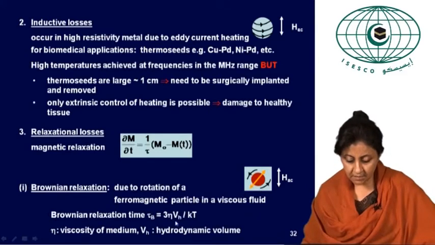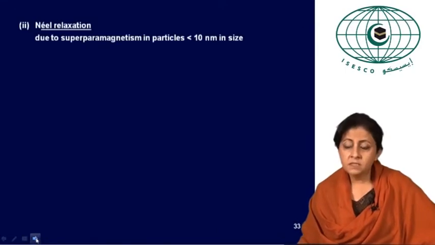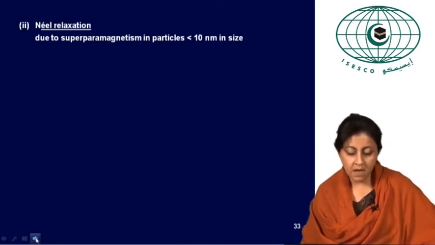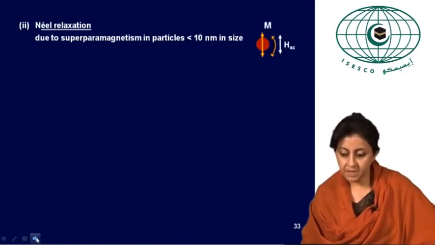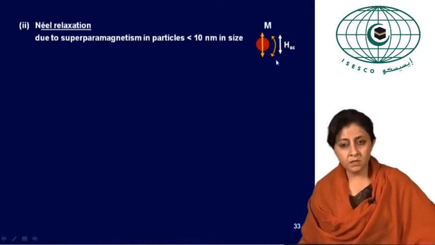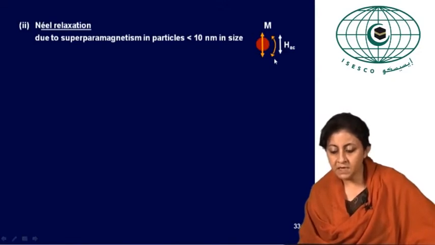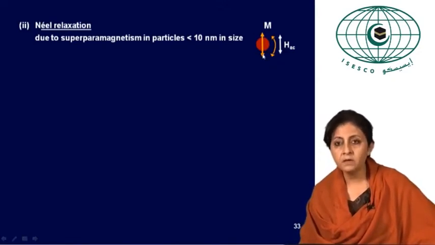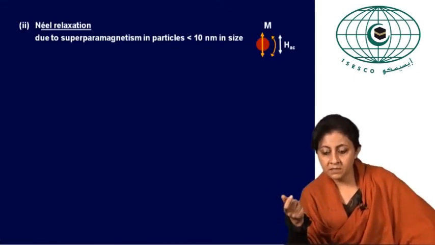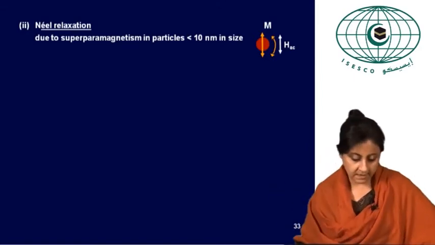The Brownian relaxation time is given by this expression here, where eta is the viscosity and V is the hydrodynamic volume of the particle. The losses that are most important in current day hyperthermia research are Néel relaxation losses, and they occur due to superparamagnetism in particles which are less than 10 nanometers in size. When you put a superparamagnetic nanoparticle in an AC field, the nanoparticle itself does not rotate, but its magnetization flips over the anisotropy energy barrier, and because the magnetization is coupled to the lattice, this change in direction of the magnetization generates phonons, and so heat is generated.